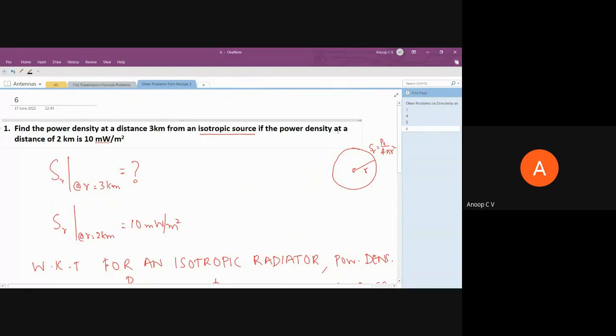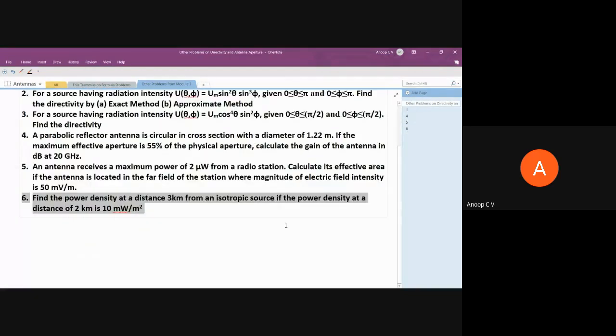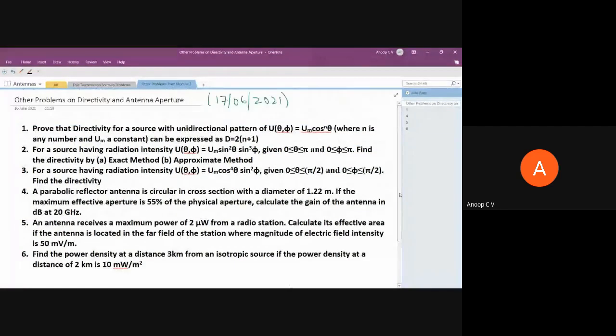These are the types of questions which you can expect. But please be thorough with the concepts. Please have a clear idea of each and every term. Then by default the math will come. Okay, so that's about those three problems.